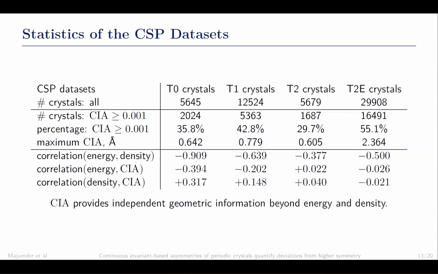This slide shows some statistics of the 4 CSP datasets. The name of the 4 CSP datasets and the number of crystal structures present in these datasets, as we have already seen on a previous slide. The number and percentage of crystal structures having CIA greater or equal to 0.001, the maximum CIA values in these datasets, and the Pearson correlation coefficient between energy, density, and CIA. From the correlation values, we can conclude that CIA provides independent geometric information beyond energy and density.